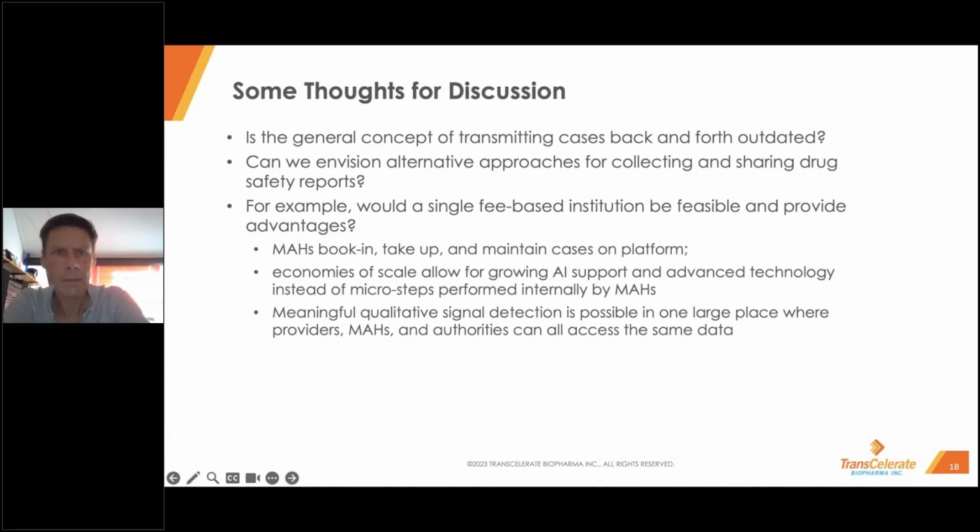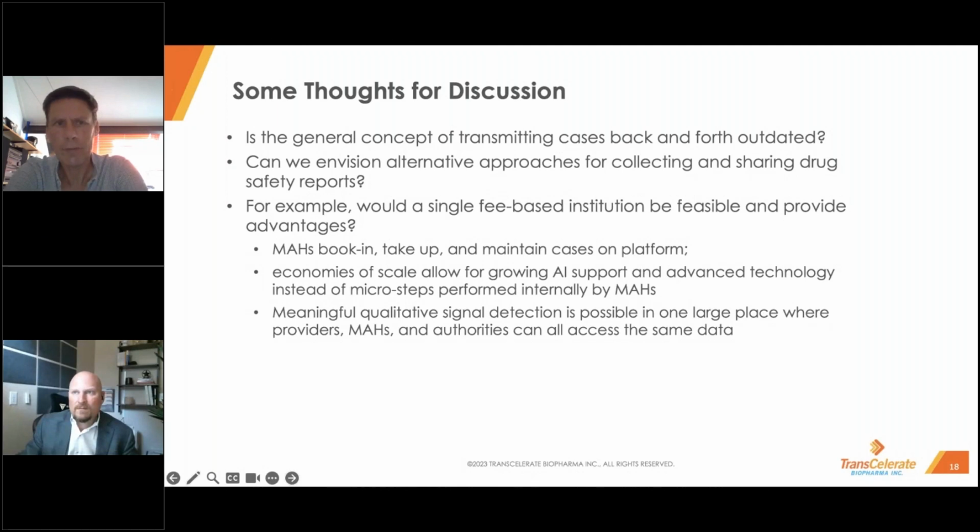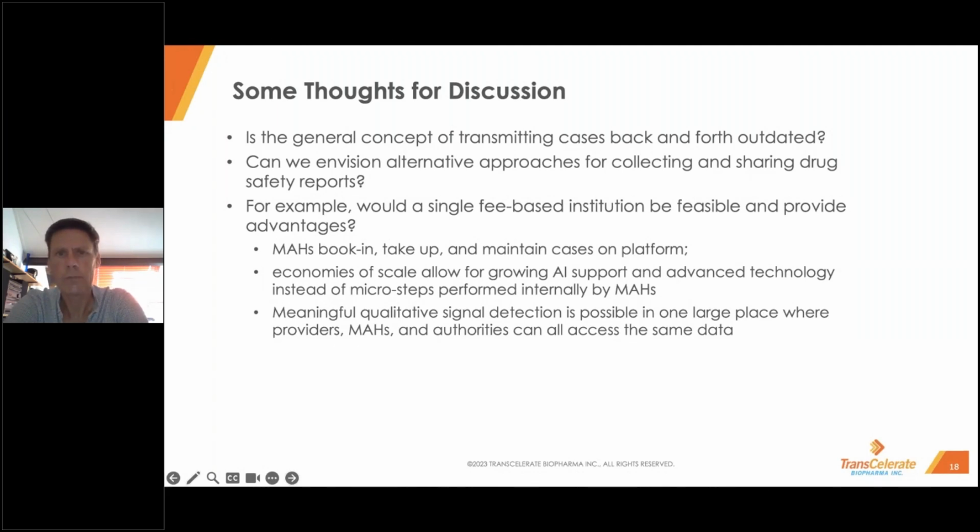Okay, thank you, Vijay. So we actually finished the paper and this presentation with some thoughts for discussion. So obviously what we demonstrated was there is a significant level of replication of these ICSRs associated then with multiple parties repeating the same processes and potentially even coming to different conclusions. So is the general concept of transmitting cases really of these times? We have big data, modern technologies. Can something else be envisioned in terms of alternative approaches for collecting and sharing these drug safety reports?